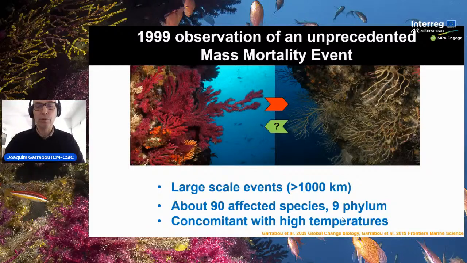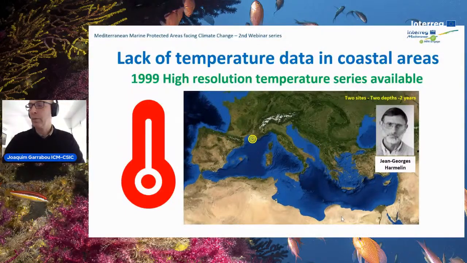We quantified more than 90 species from 9 different phyla. And what we saw is that most of these events are concomitant or associated with high temperature contexts, like the ones associated with marine heat waves. And when we wanted to relate these mass mortality events with the temperature, we looked for temperature series. And in fact, in the coastal areas, we have really few high resolution series.